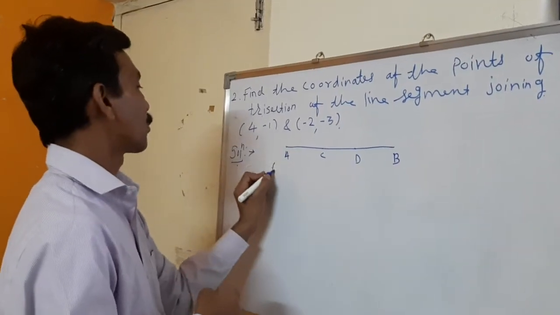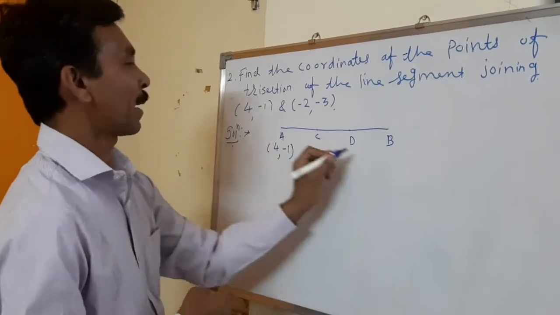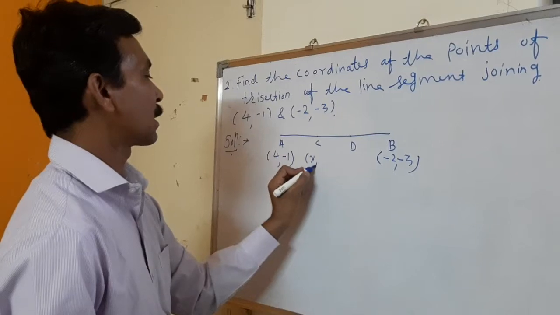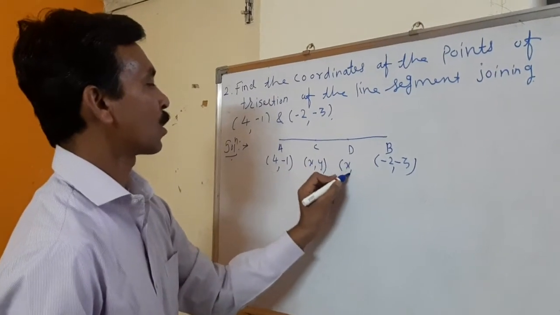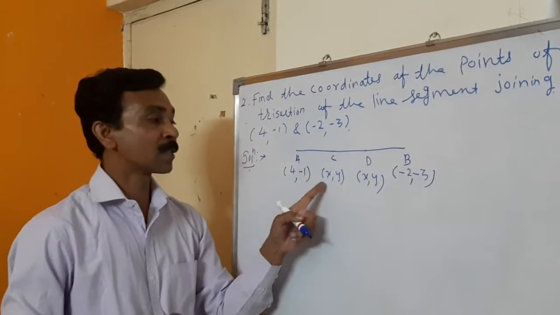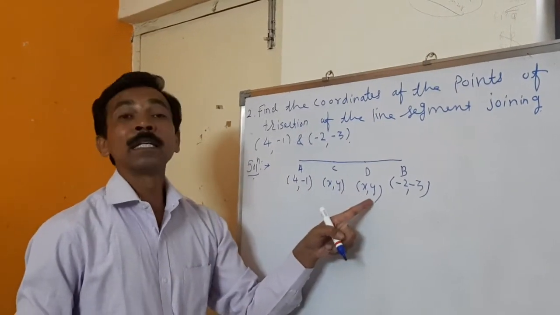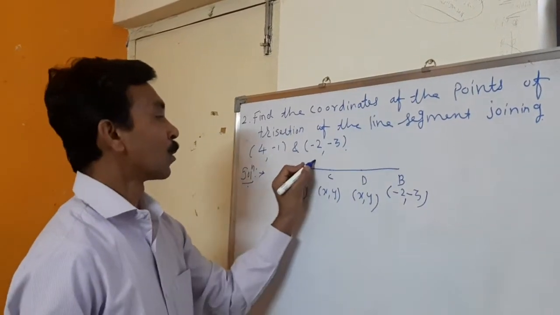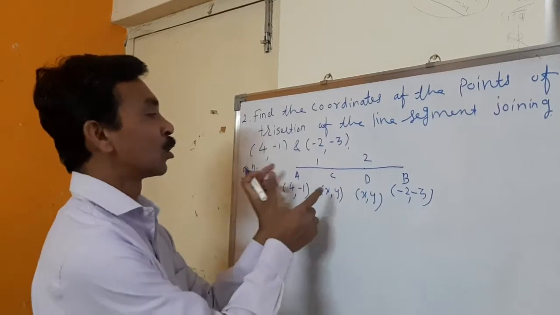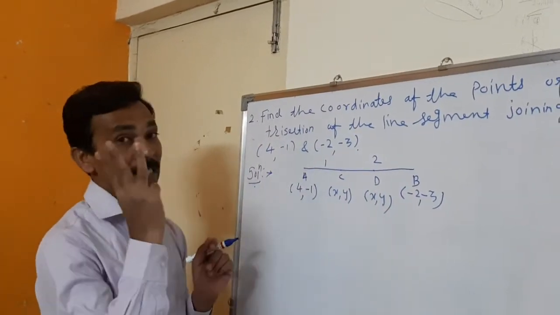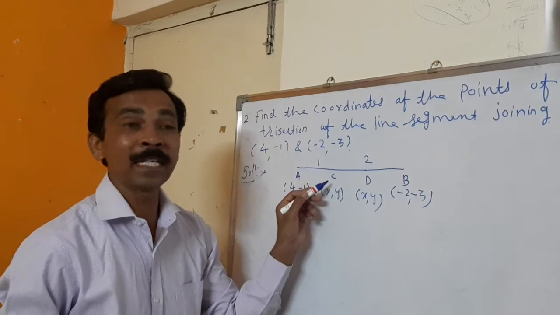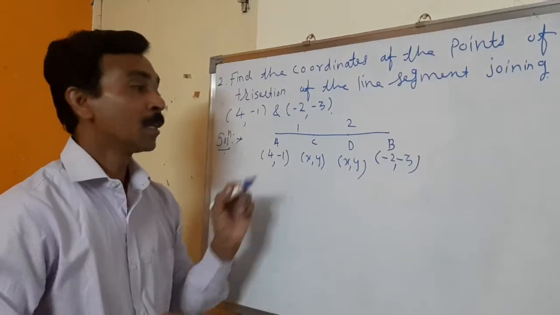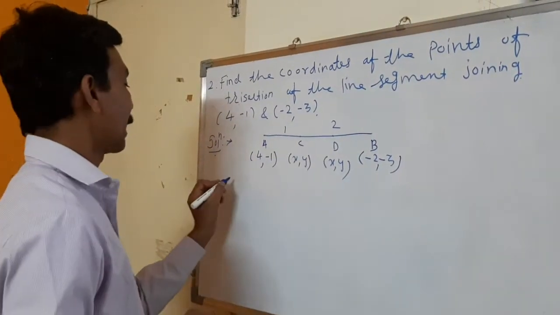I'll write here the first bracket as (4, -1) and this is (-2, -3). I'll write this as x, y, and D's coordinates are also x, y. It means you have to find the coordinates of C and also the coordinates of D. As I have to find the coordinates of C, AC is 1 because it is trisection, and the remaining part is 2. So the ratio will be 1 is to 2.